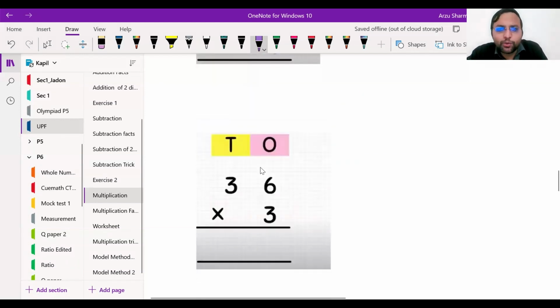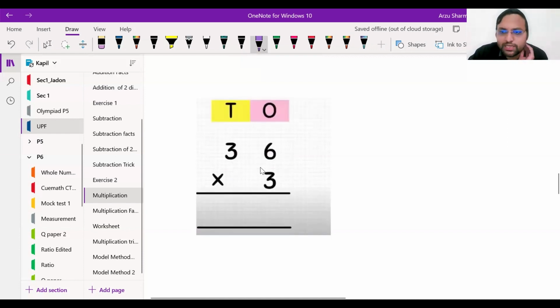Okay, now try this one quickly. Give your answer in the chat box. 36 times 3. Yes, Swastik, Sujal. Others are not responding. Karthik, Sharanya, yeah, please respond.